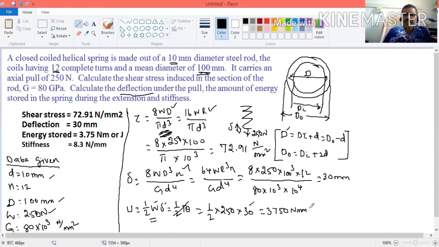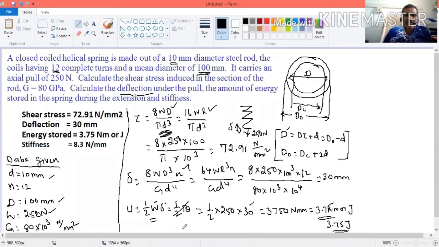Newton millimeter. Generally, we use Newton meter, that is joules. So 3.75 joules. This is the unit generally we use.